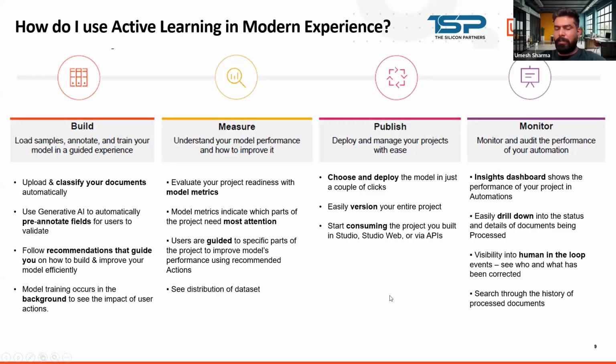So, talking about the steps involved in a little detailed manner. The active learning experience in the modern approach basically helps you, if you see all the details mentioned here, they talk about what each step is used for. As we discussed, you can upload and classify your documents. If you want to classify your documents by yourself, you can do that as well. You have the option to change the classification if it is not correct. But the active learning experience will do it for you in the background by itself.